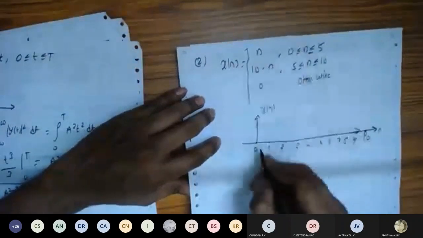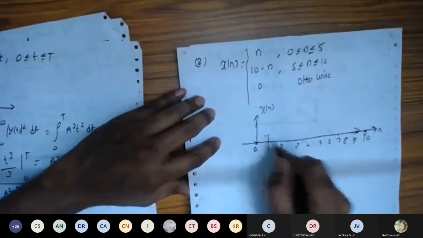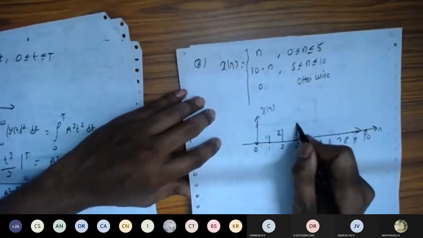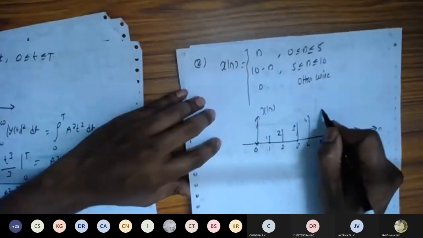So when n is equal to 0, it is 0. When n is equal to 1, it is 1. When n is equal to 2, it is 2. When n is equal to 3, it is 3. N is equal to 4, it is 4. And n is equal to 5, the upper limit is 5 here, it is 5.